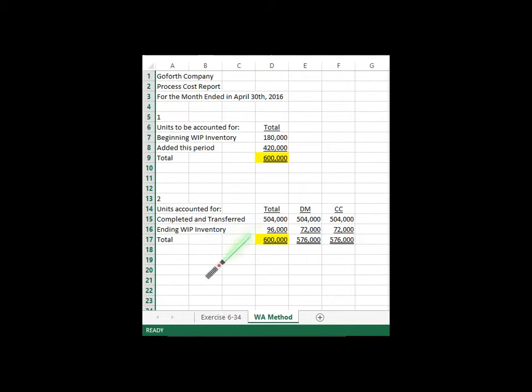Finally, the weighted average is, again, the average at the beginning and ending. Therefore, it's 96,000 in the ending work in process inventory and the completed and transferred.